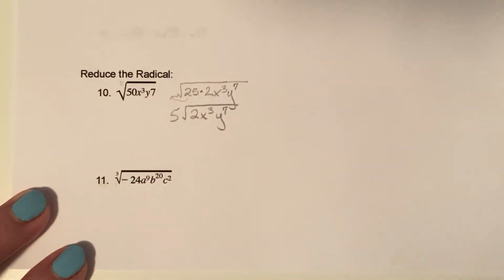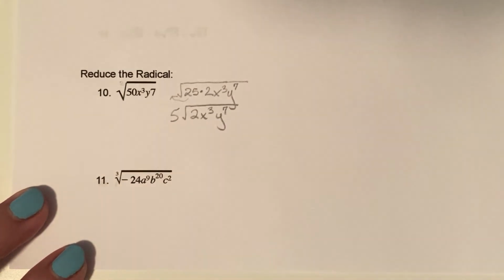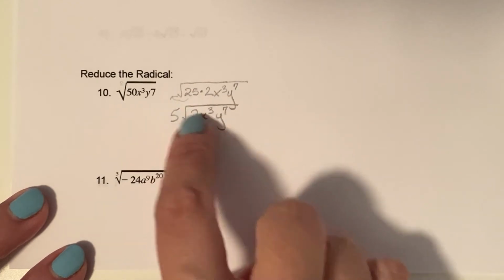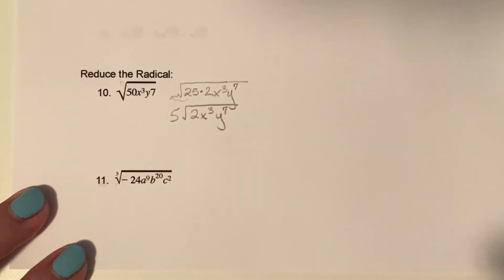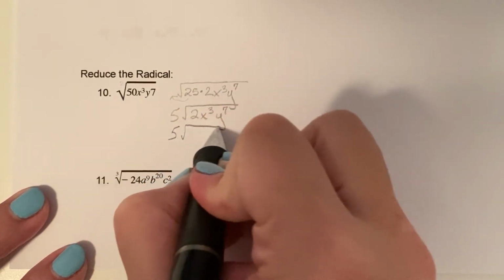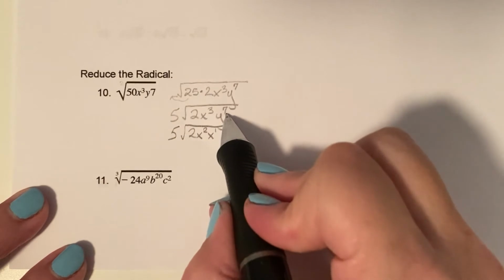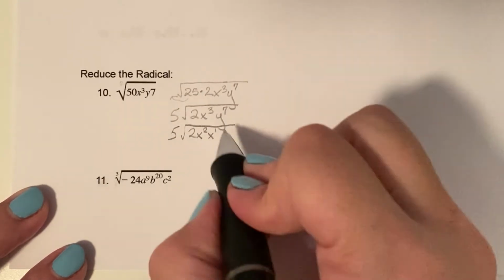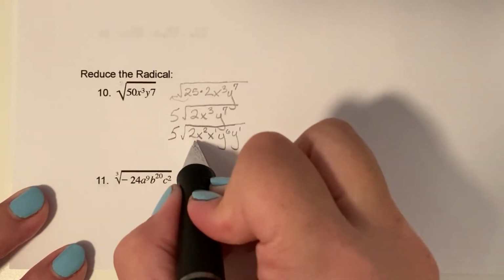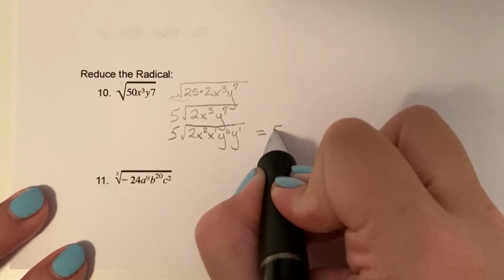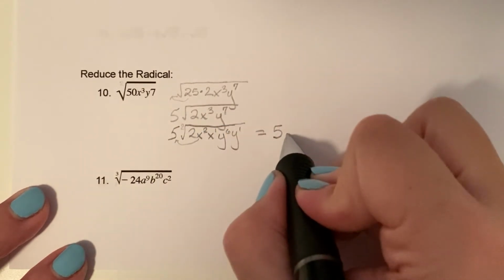y to the 7th. Okay, now we break down the powers. So we need to break these powers down into multiples of 2, and then what's left over. So what is the closest multiple of 2 to 3 without going over? Okay, that would be 2. So we're going to separate that into x squared times x to the first. And what multiple of 2 is closest to 7 without going over? That would be 6. So y to the 6th and y to the first. So now when we square root this, we get 5. Okay, remember there's understood 2 out here. So 2 divided by 2 gives us x to the first.